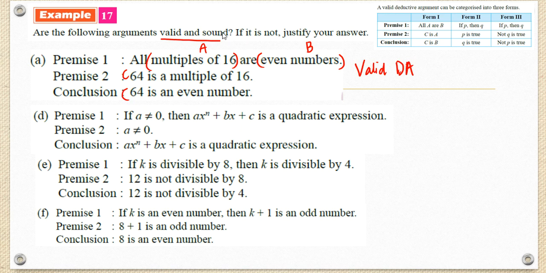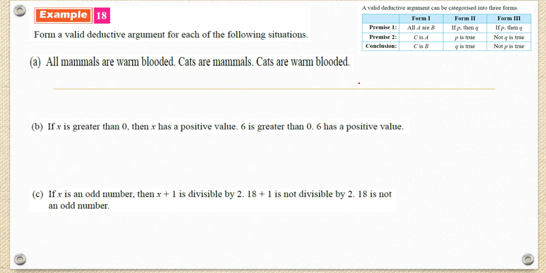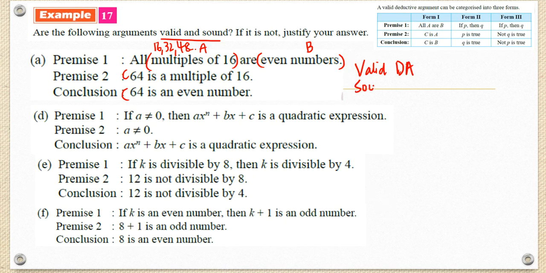Then we have to check whether it is sound or not. All multiples of 16, for example, 16, 32, 48, are all even numbers, which is true, right? Then we have to check whether 64 is a multiple of 16. Is 64 a multiple of 16? Yes, because 16 times 4 equals 64. So this is also a sound deductive argument, valid and sound.